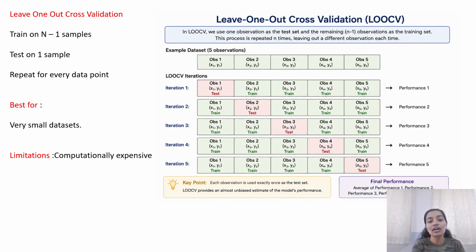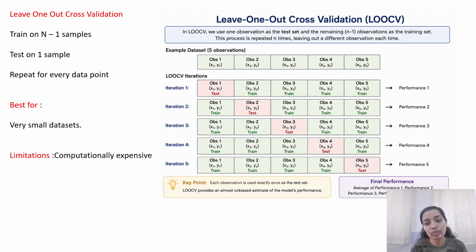So that means the number of observations is 5, so we are going to have 5 iterations. This is clearly seen in this example. Here we don't have any groups. We simply take the data points as they are. We perform training on n-1 samples and testing is performed on 1 sample. And this is repeated for every data point or every observation.